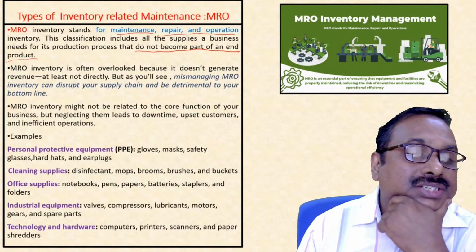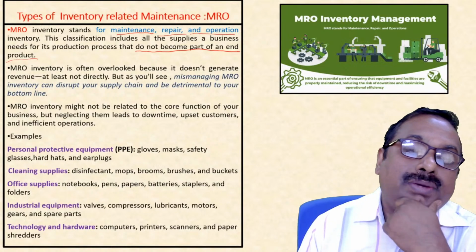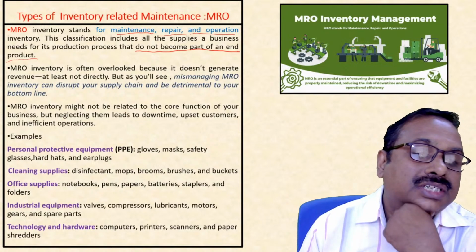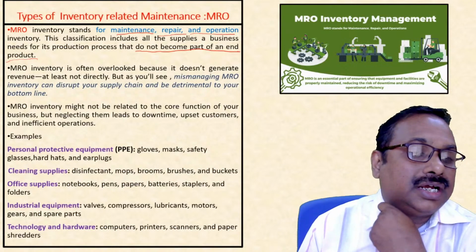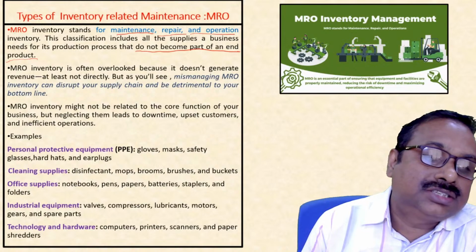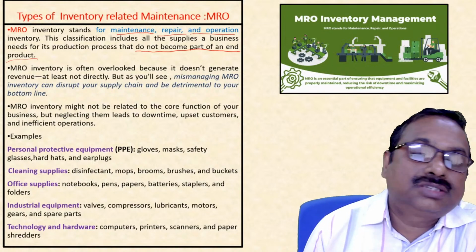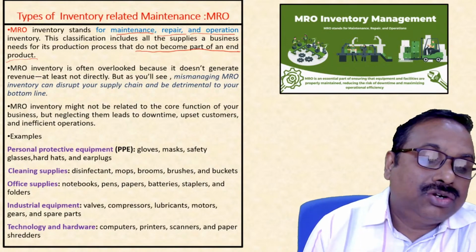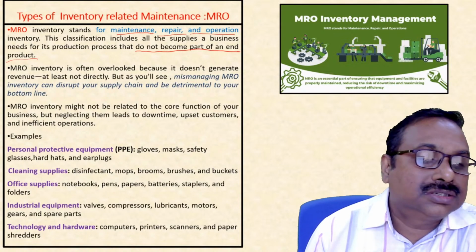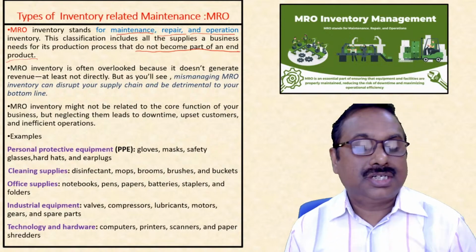Then office supplies are your notebook, pen, paper, batteries, staplers, folders, etc. And industrial equipment like valves, compressors, lubricants, motors, other spare parts. Technology and hardware related, there are computers, printers, scanners, paper shredders, etc.